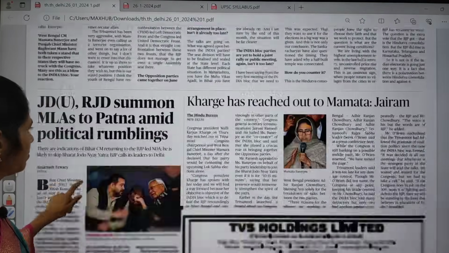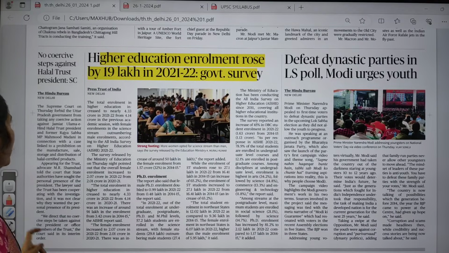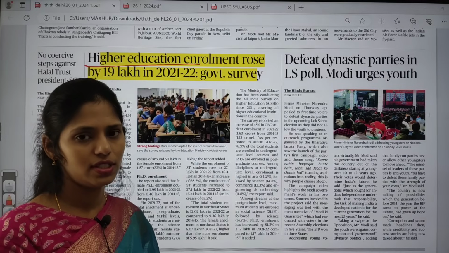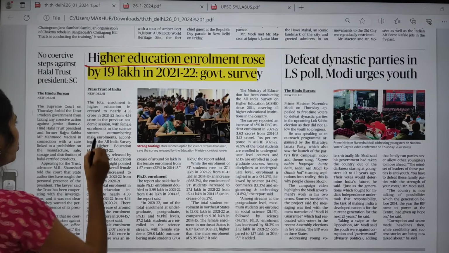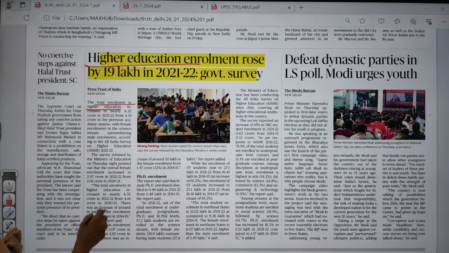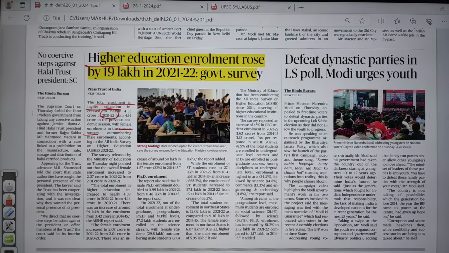And if you move on, yeah, there is one important survey. It is talking about higher education enrollment. This government survey says that there is increased enrollment in higher education institutions. The total enrollment in higher education increased to nearly 4.33 crore in 2021-22 from 4.14 crore in the previous academic session. And even women enrollment has increased in the science stream.